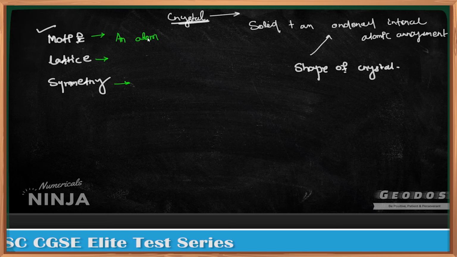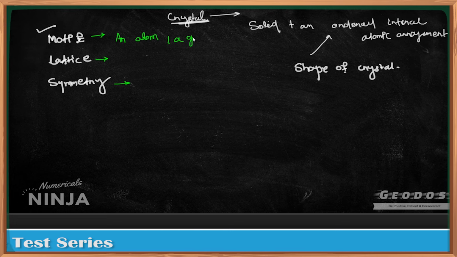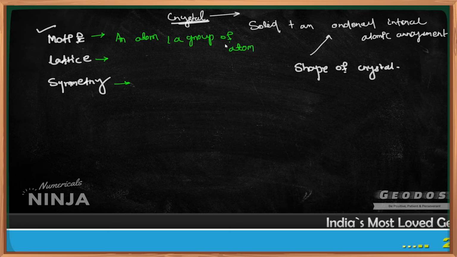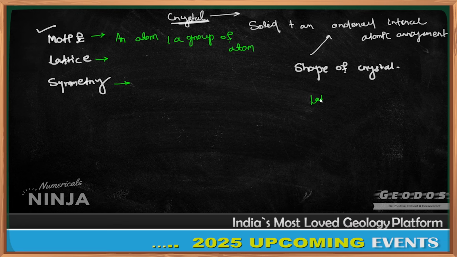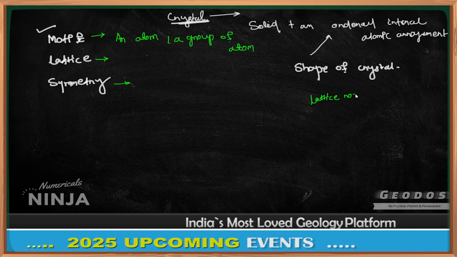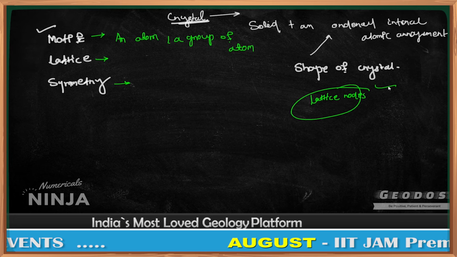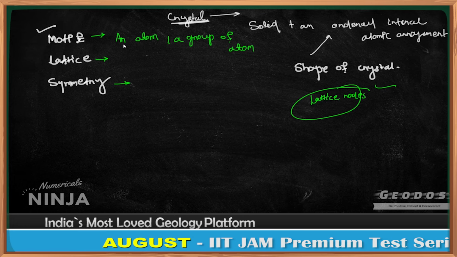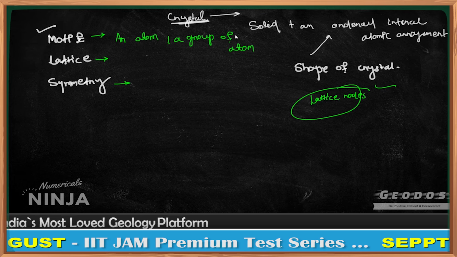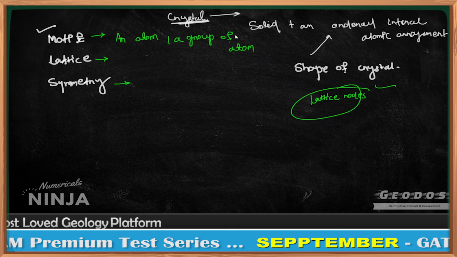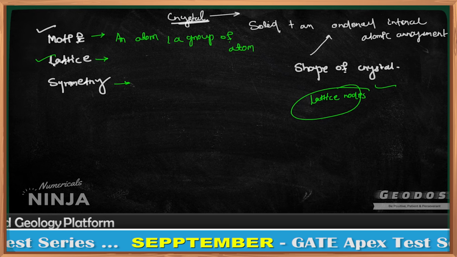It may be an atom, or a group of atoms, basically connected through the lattice nodes. Those terms you just have to remember because sometimes they can be asked in MCQ or MSQ, but that is not our objective. Our objective is the numericals. So it may be an atom or a group of atoms that is basically connected through lattice nodes.